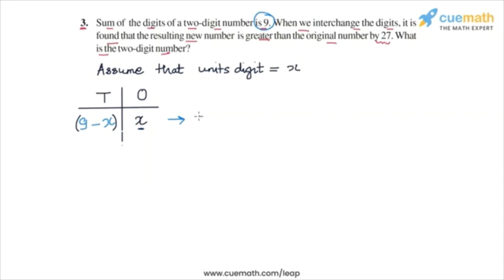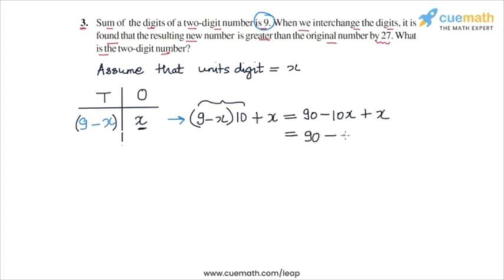So the numerical value of this number will be 9 minus x, the tens digit, times 10 plus the units digit. This will be the numerical value of the original number, and if we want, we can expand this. 9 minus x times 10 is 90 minus 10x plus x, and this is equal to 90 minus 9x. So the original number is 90 minus 9x.